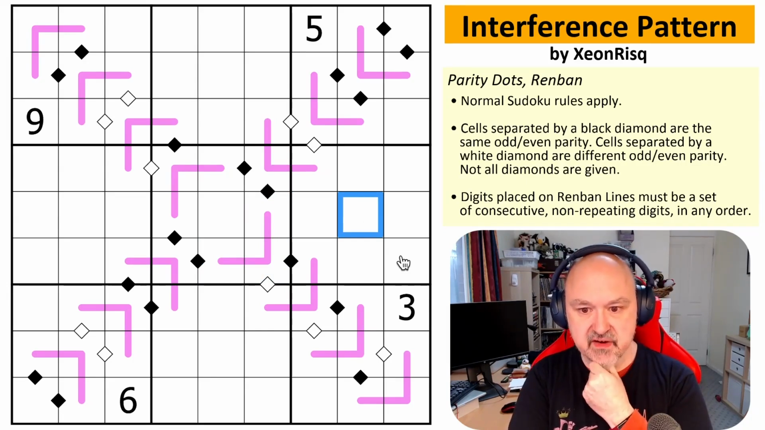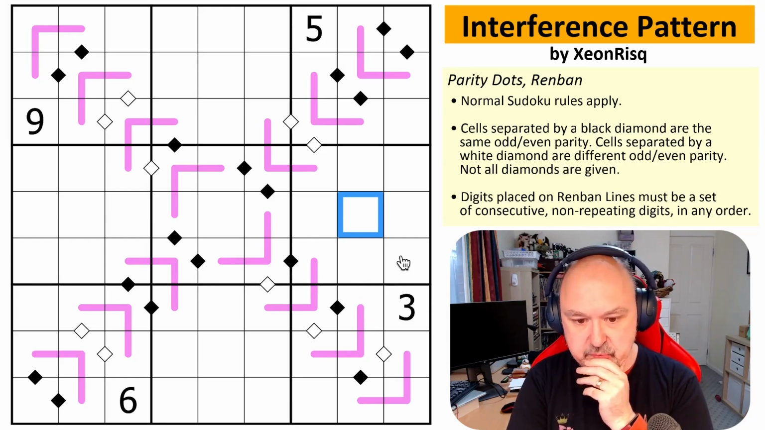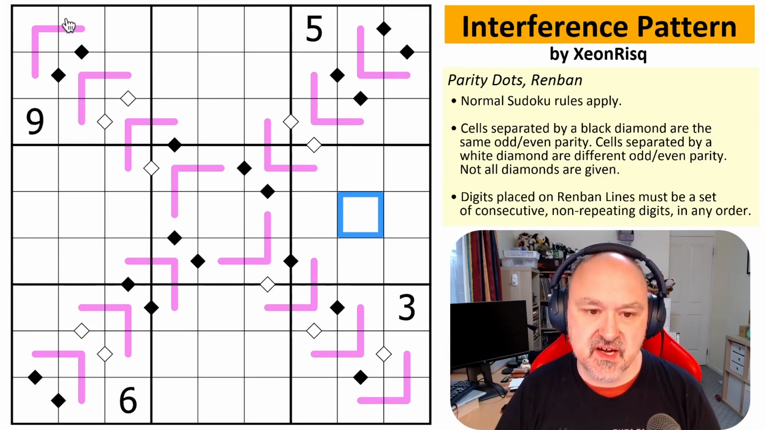Now, this puzzle had been recommended to me, but the question is, can I do it? So surely we've got to start up here.